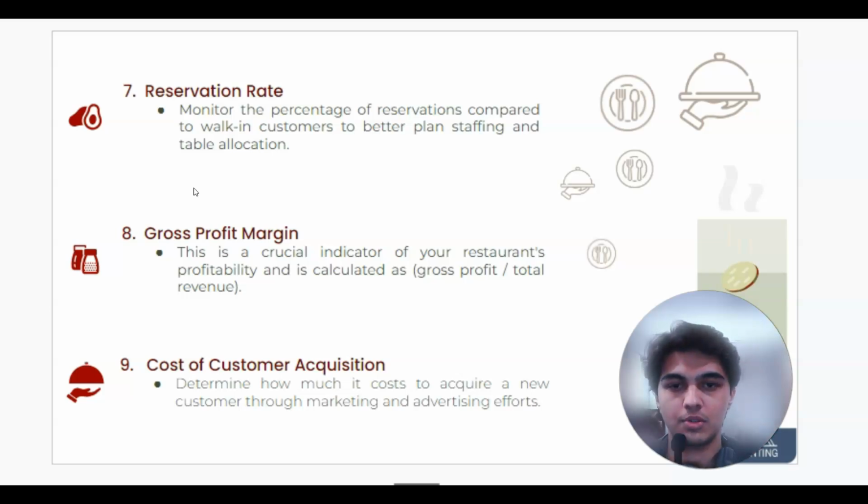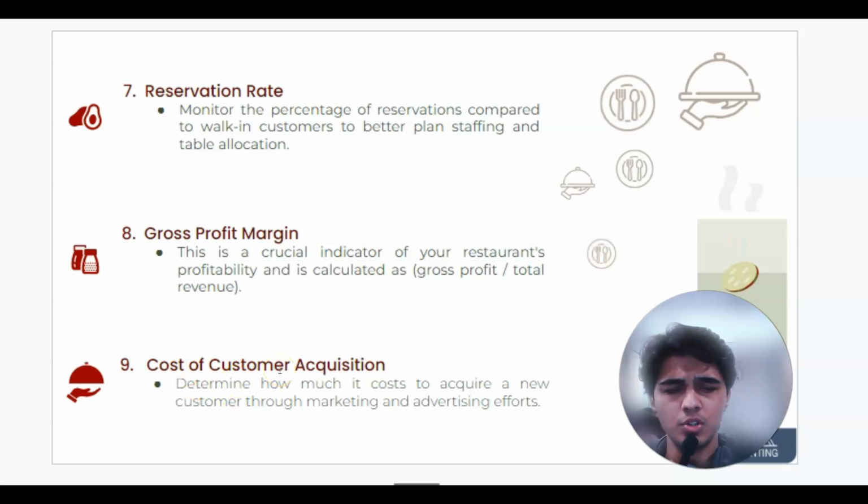Next is gross profit margin. This indicator is very crucial when it comes to restaurant profitability. It will calculate your gross profit from the total revenue that you have made. Okay, you can have much more revenue, but there are certain fees that get cut out when it's time to extract the total gross profit.